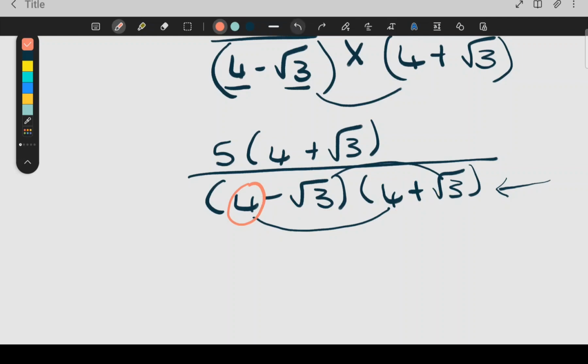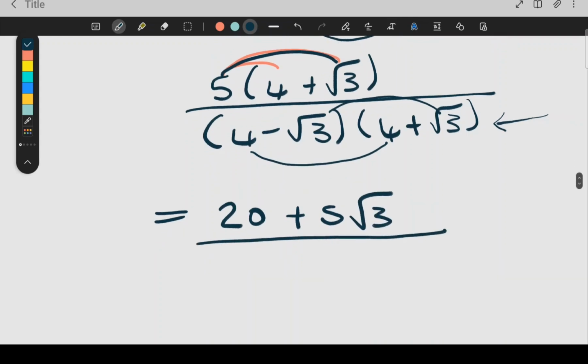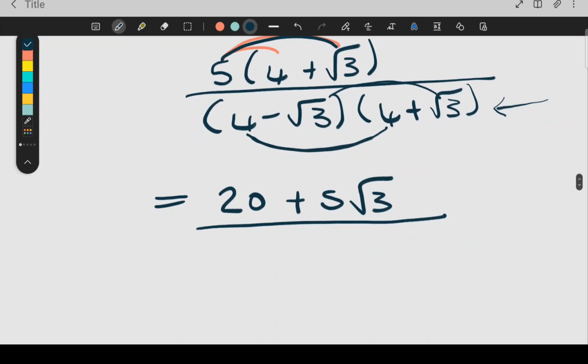Okay, so we're going to do that. And we're going to remove the brackets here on top. I'm going to go 5 times 4 is 20. And then 5 times root 3 is like 5 times x is 5x. 5 times root 3 is 5 root 3. Over. Okay, now I'm going to do this times this is 16 minus this times this. Root 3 times root 3 is 3.